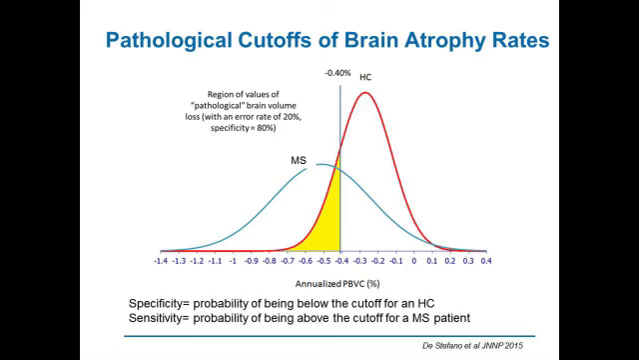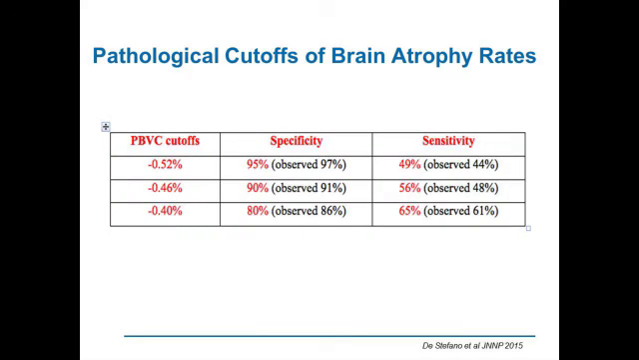Of course, moving this cutoff changes the sensitivity and specificity to identify healthy controls and MS patients, but this is not the aim of this analysis. In the next slide, you have a different cutoff with a better specificity, but of course losing sensitivity. Anyway, a cutoff ranging from 0.4 to 0.5 better identifies subjects that are losing their brain tissue at a higher rate than expected for normal subjects.